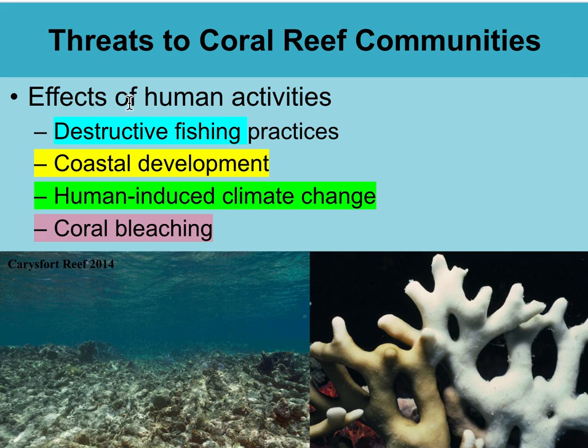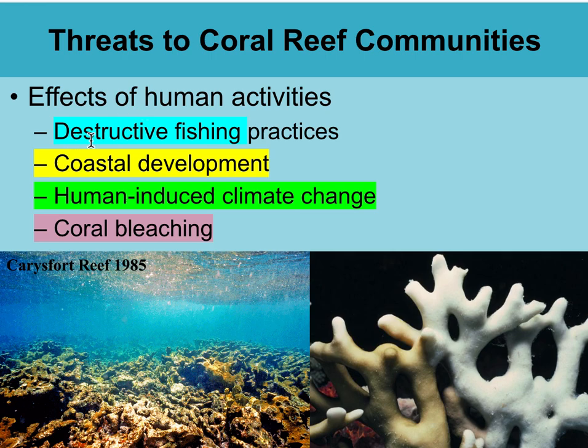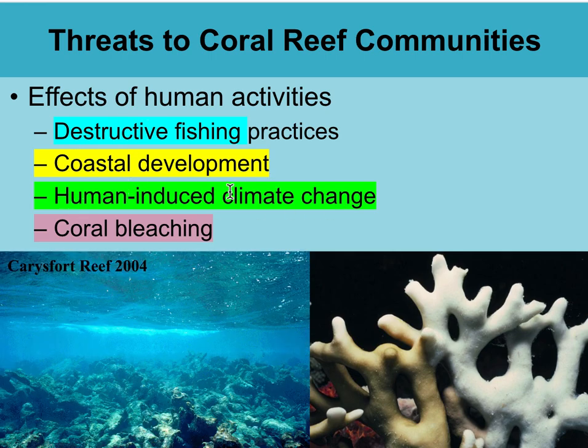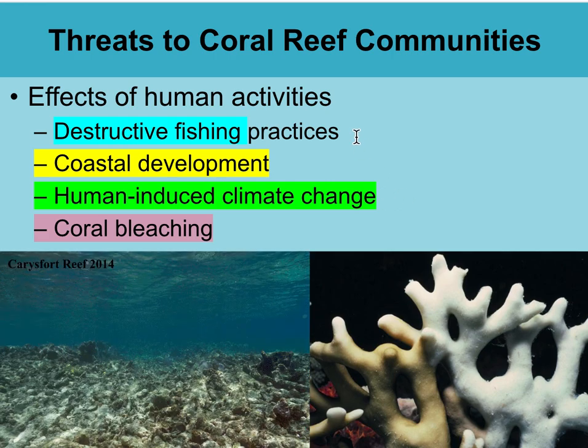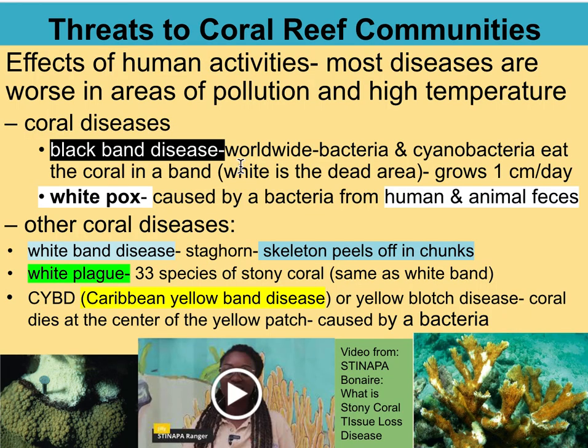So destructive things that humans do to negatively affect the reef are destructive fishing or developing right on the coast, or climate change has really hurt them. And I explained that earlier, and how coral bleaching happens.